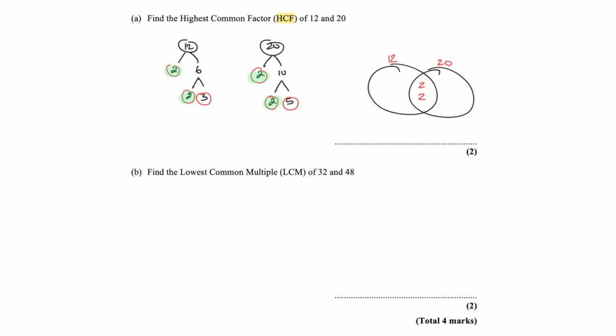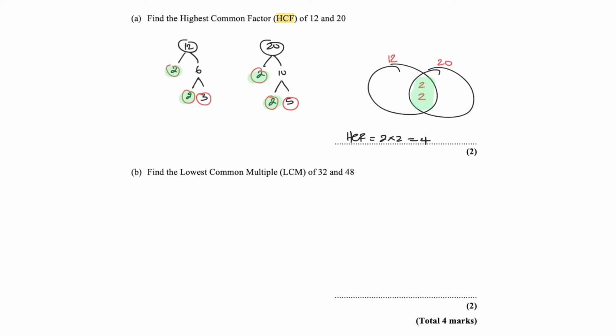So my highest common factor is everything that is in the middle here. All I need to do is multiply them. So my highest common factor is equal to 2 times 2, which is 4, and that is done. 2 marks in the bag. Now let's go down to the lowest common multiple.